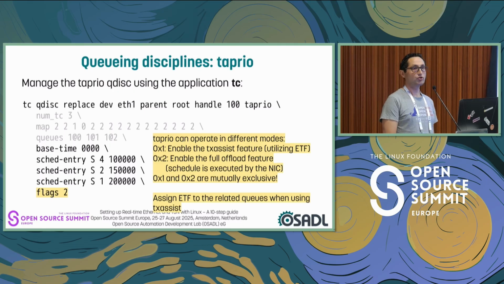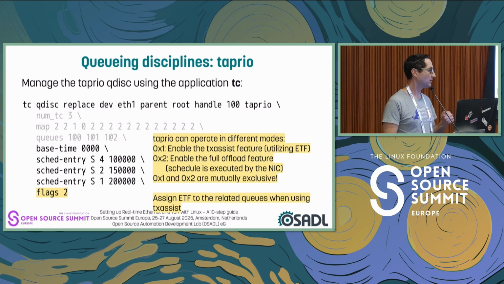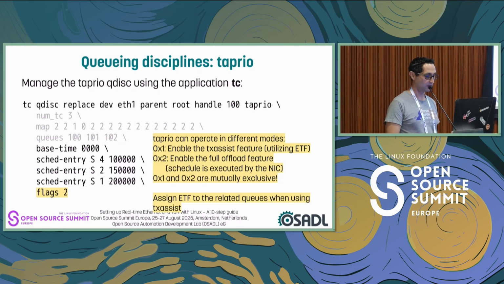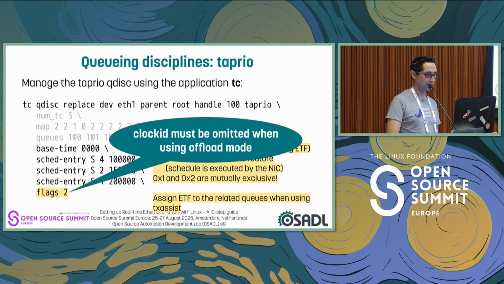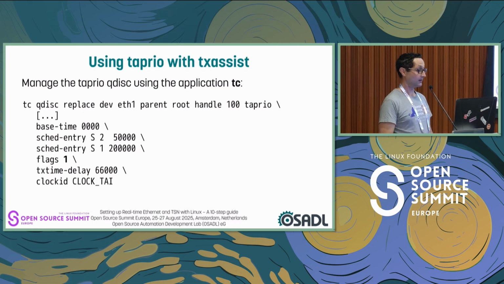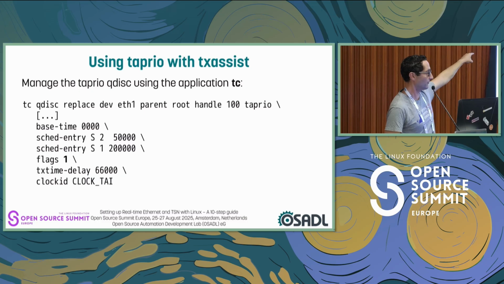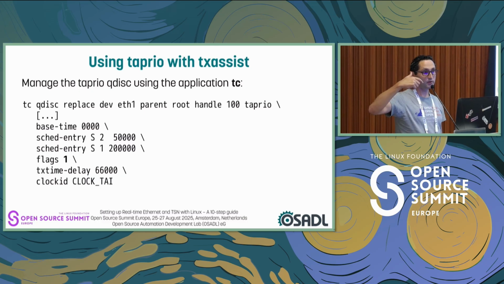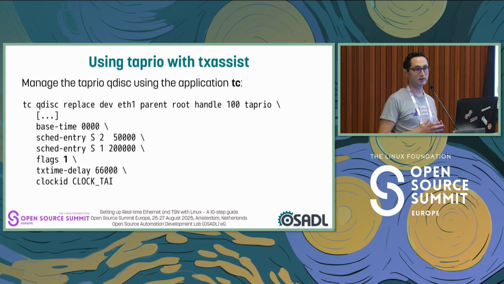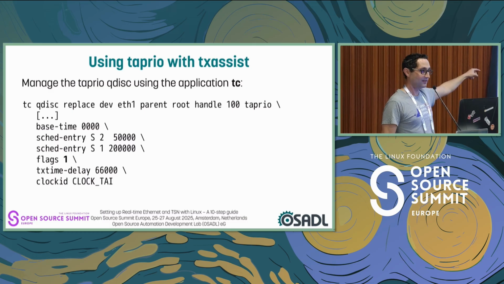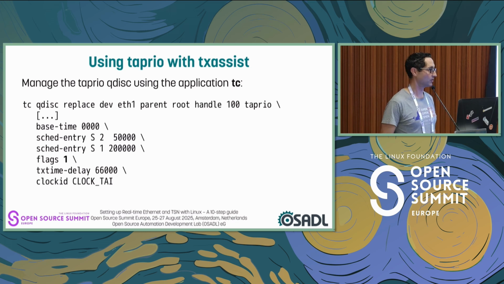So I just wanted to briefly mention, if you want to use TX assist, how you could do that, because there's at least one minor pitfall you should be aware of when you do that. If you don't have hardware that can do the schedule on its own, you use the TX assist feature, which is marked with the flag 1, right? And then you need 2 additional parameters. Once again, you can take the scheduling latency into account, which is 66 microseconds, and you need to provide a clock ID, like we did before with ETF. So we need to tell which clock is being used for the scheduling of the network packets, right? This is pretty much what you would do.